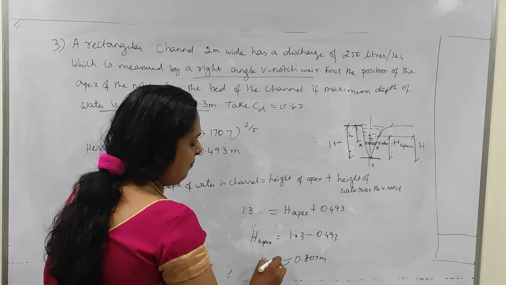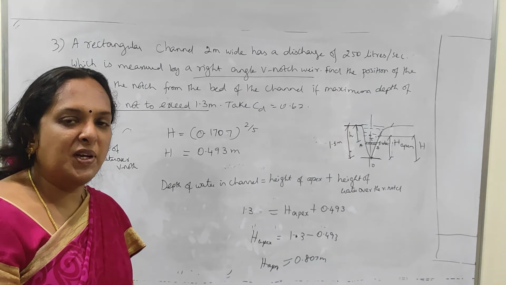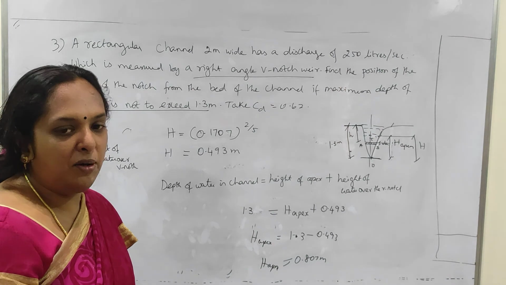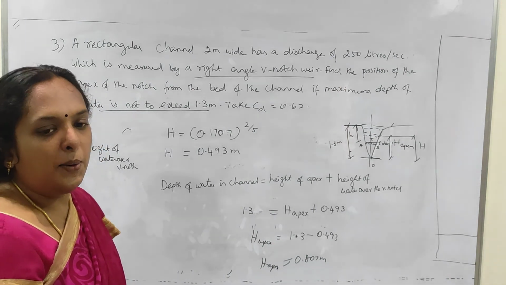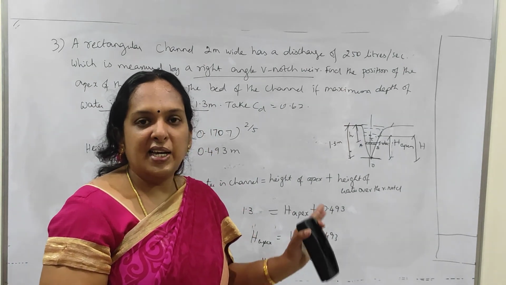Okay, so it's very simple. The only thing is I have to find out the height of the apex. What is the height of the apex from the bed of the channel? We are finding out the height of the apex from the bed of the channel. It will be equal to the depth of the water in the channel minus the height of the water over the V notch. Okay guys, is it clear?